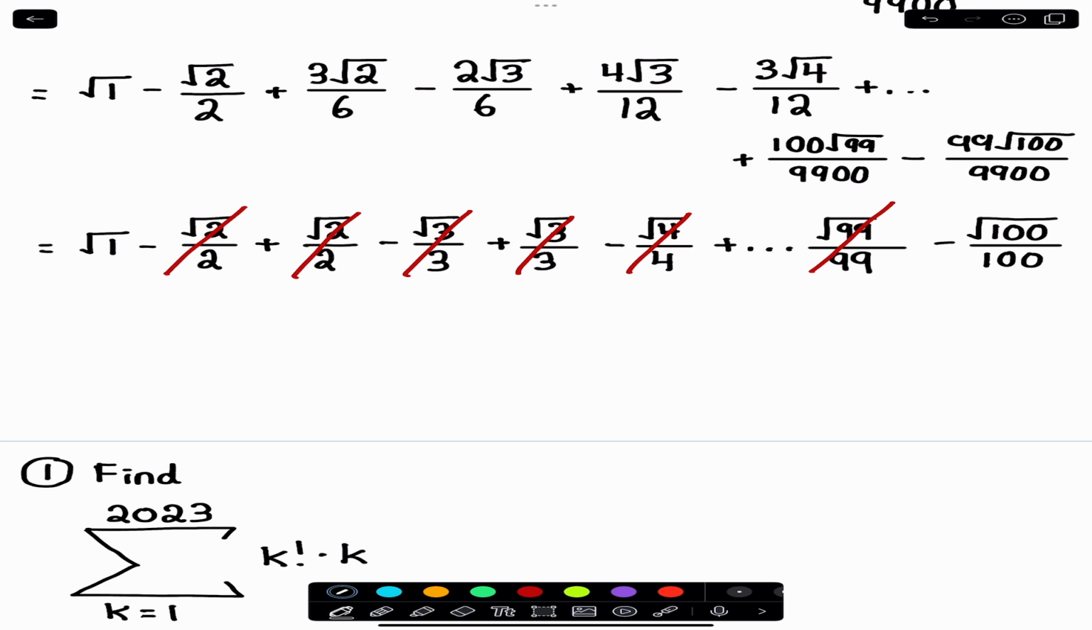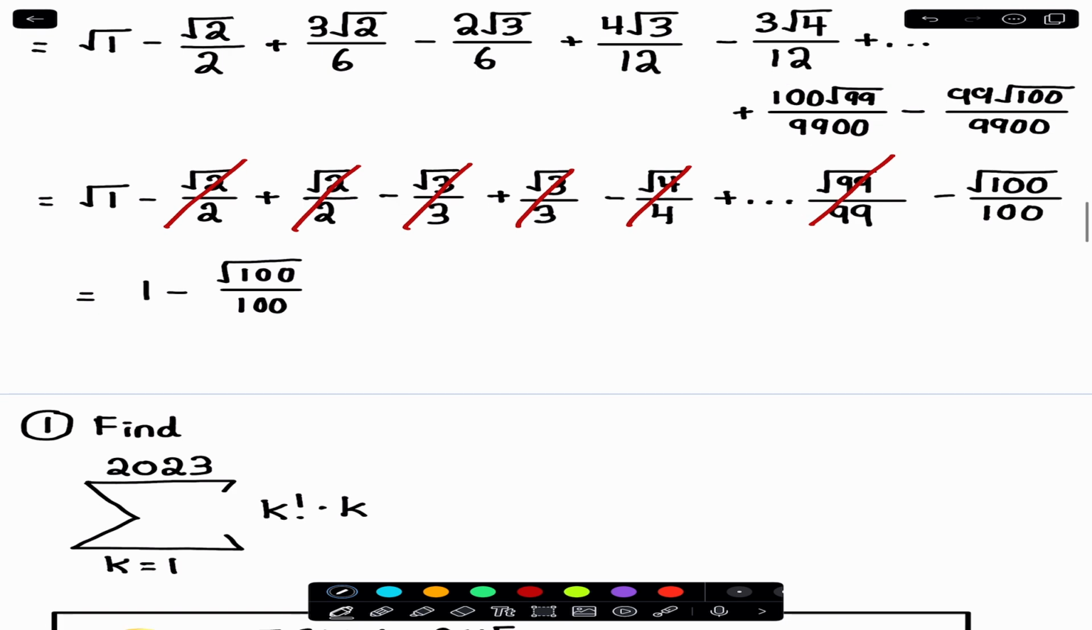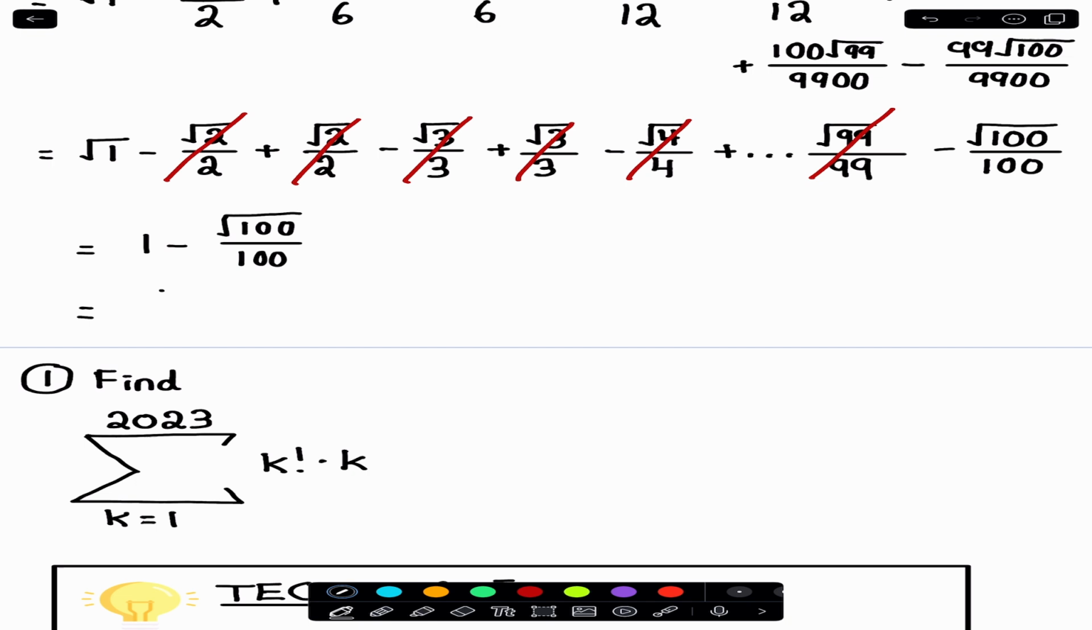In the end, all we have are the first term and the last term. So we have what we want: 2 terms. All we need to do now is find out what 1 minus the square root of 100 over 100 is. The square root of 100 is 10. So we're basically doing 1 minus 10 over 100. 10 over 100 is the same as 1 over 10. So in the end, we're doing 1 take away 1 over 10, which ends up being 9 over 10.